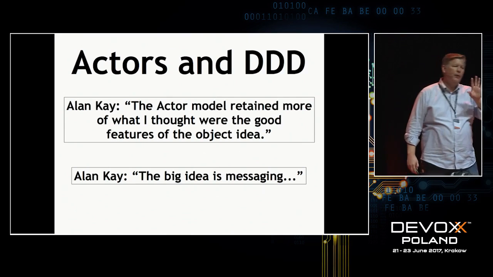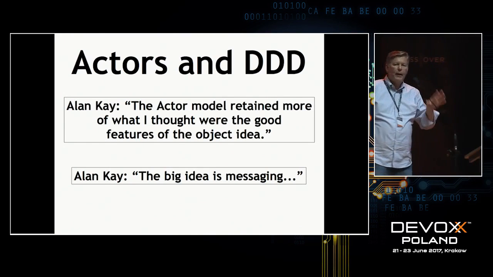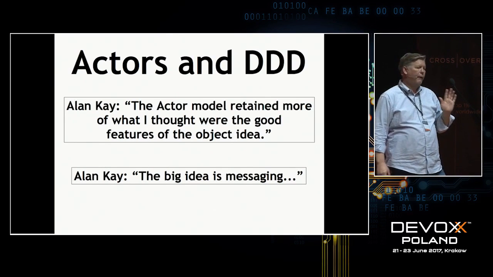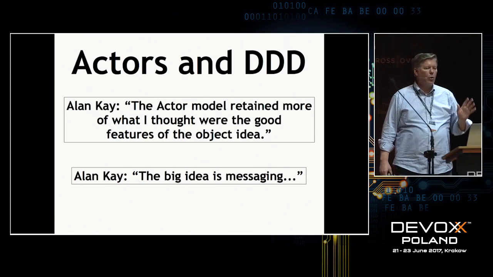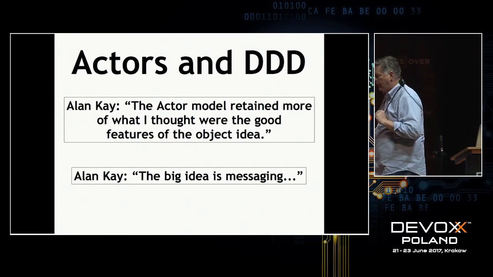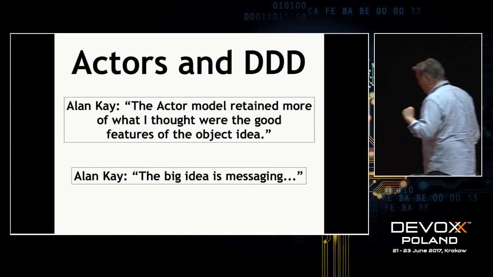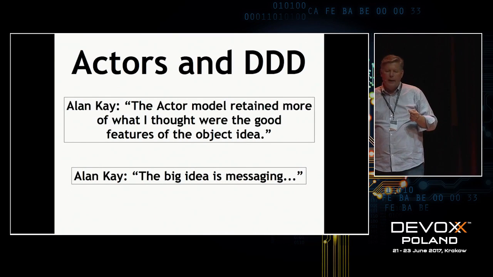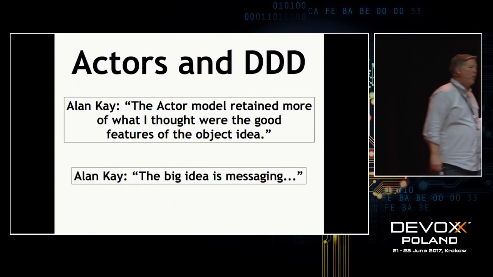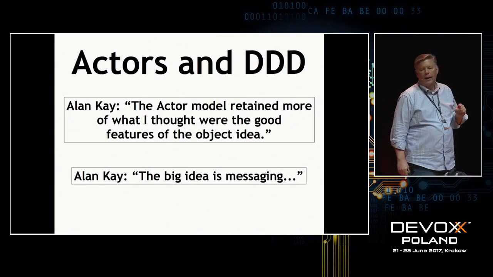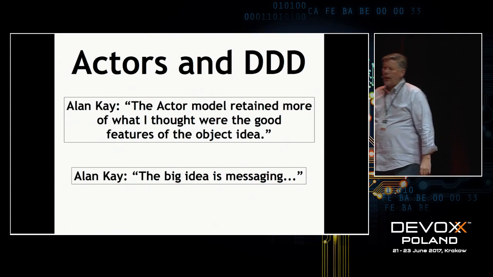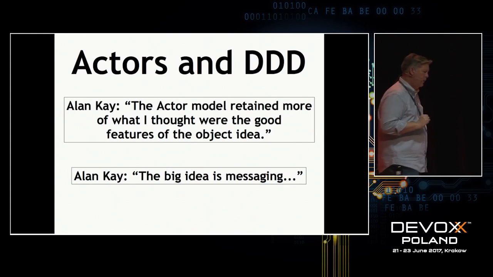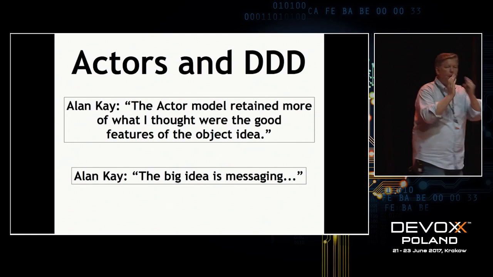And here again, I need to emphasize that Alan Kay, the inventor of the Smalltalk language, said that the actor model retained most of the ideas or what he thought were the good features of the object idea. So the person who invented object-oriented said, this is what it's really all about. And you know when he said that the big idea is messaging, Alan Kay said that there's this Japanese word, I think the word is ma, or something like that, roughly spoken, but ma means the space between.